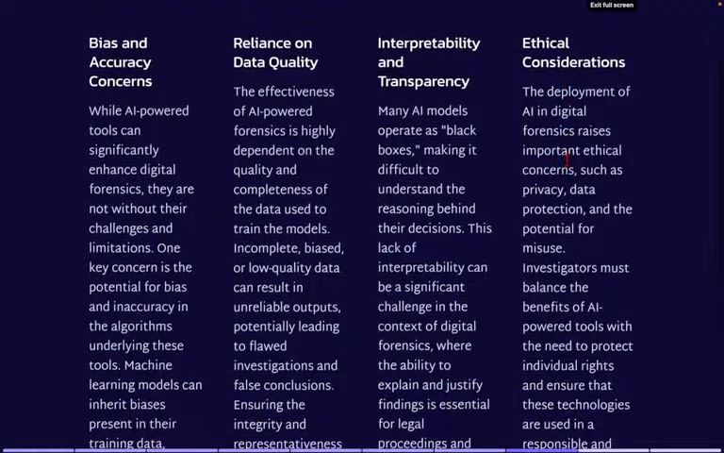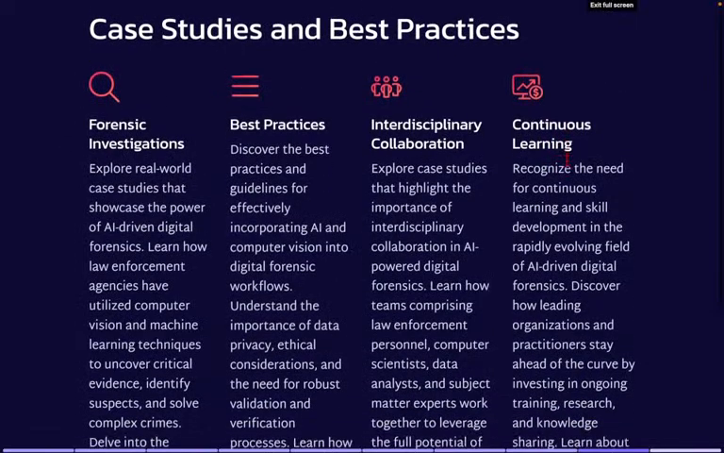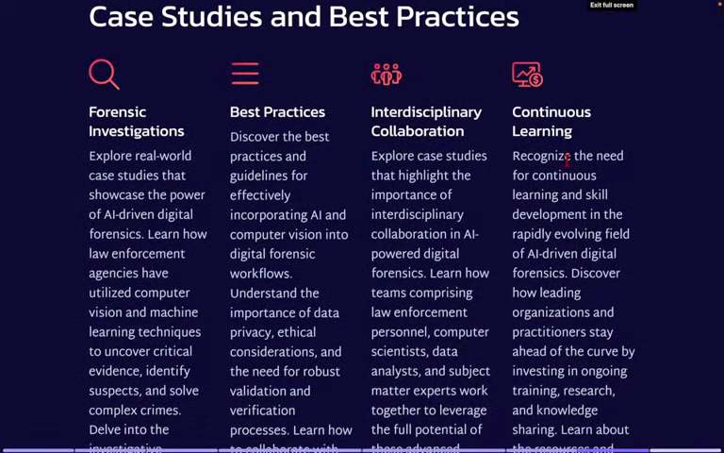So yeah, right? Apart from that, we are going to have some case studies and best practices if you are going to work in the forensics field. So you have to understand some forensic investigations before moving forward, or before creating a model.